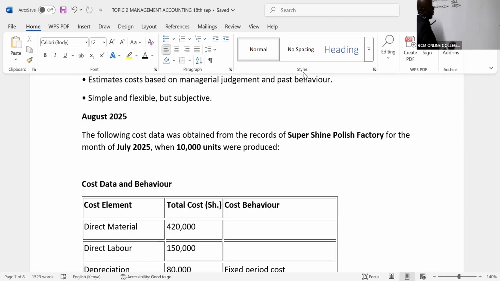And then of course, cost behavior, there are times they will not tell you. So like now for direct material, they never told us whether this is variable or fixed. But if you have been in my class, when they mention the word direct, what comes to your mind?